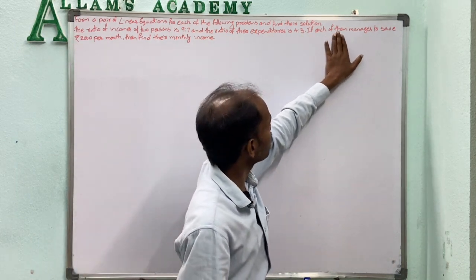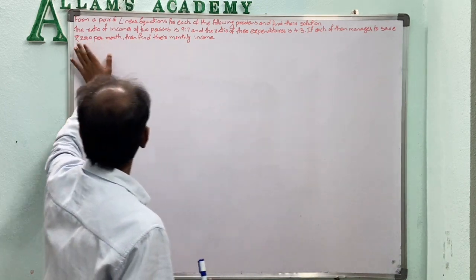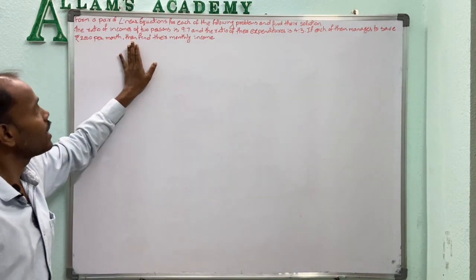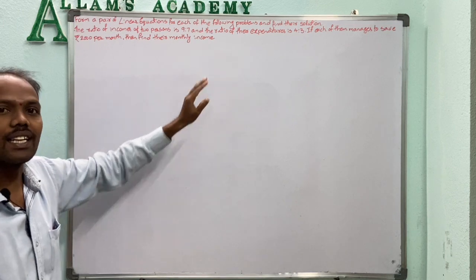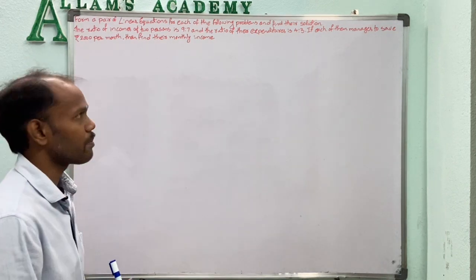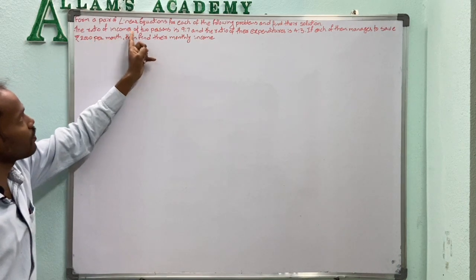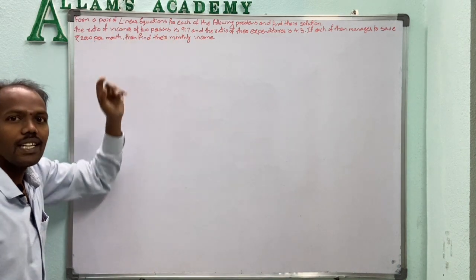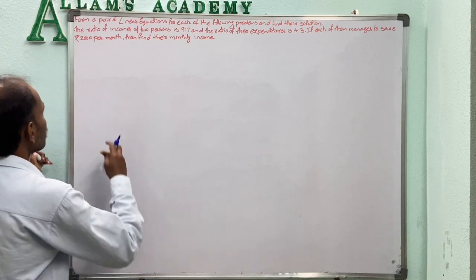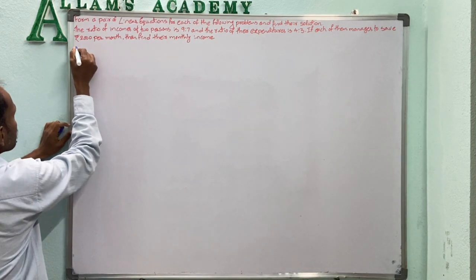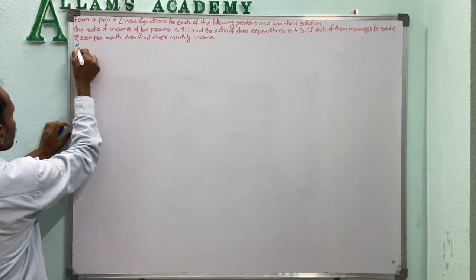If each of them manages to save rupees 2000 per month, then find their monthly income. That is the problem given. Here, first given, the ratio of incomes of two persons is 9:7. Okay, so the solution, writing.